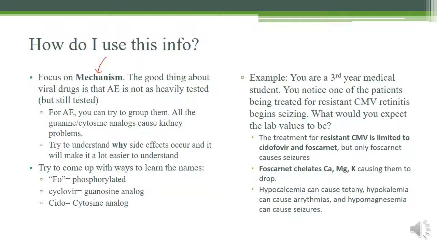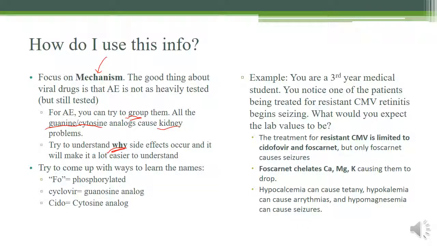As for the adverse effects, I gave you two hints here. What you want to do is group them up because a lot of them will have similar side effects. Like for example, a lot of the guanine and cytosine analogs will cause kidney problems. And the way that I remember that is by remembering how they cause kidney problems. I try to remind myself that these are all purine analogs, and other purines can cause a uric acid buildup, which can also crystallize in the kidneys. So why wouldn't they also crystallize in the kidneys when the patient is dehydrated? So that's how I try to use the why to it.